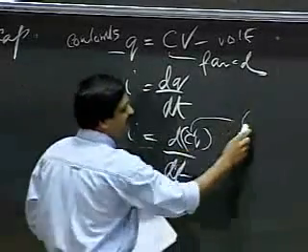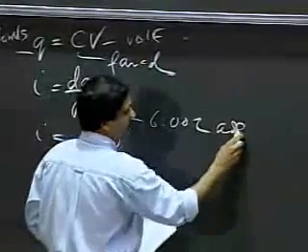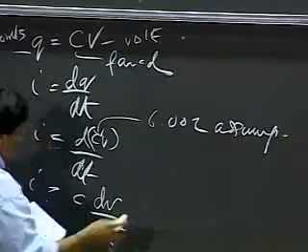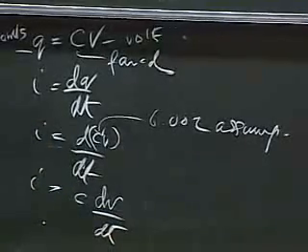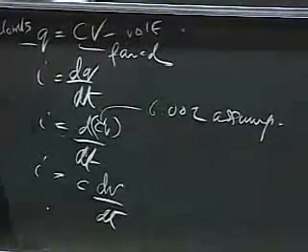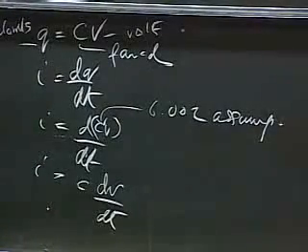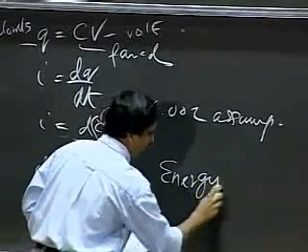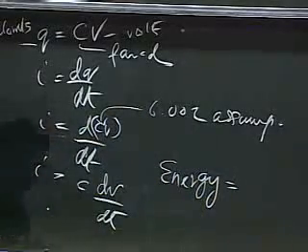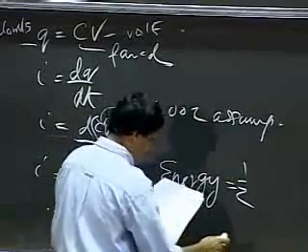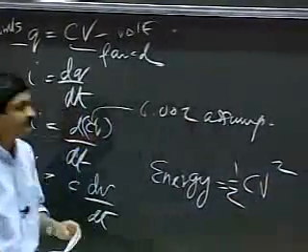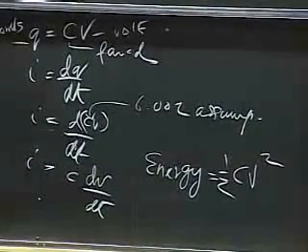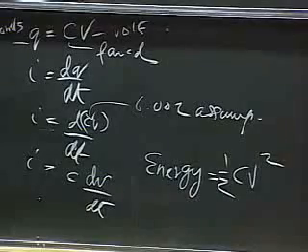Okay, so what we can do is a 6002 assumption allows us to write C dV dt. So my current to the capacitor is C dV dt. I can also write down the energy. Capacitors store energy, and energy is given by half CV squared. I'm sure you've seen all this before in physics. That's the amount of energy stored in the capacitor if it is holding a charge Q.